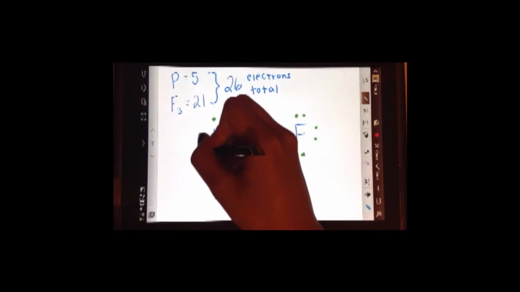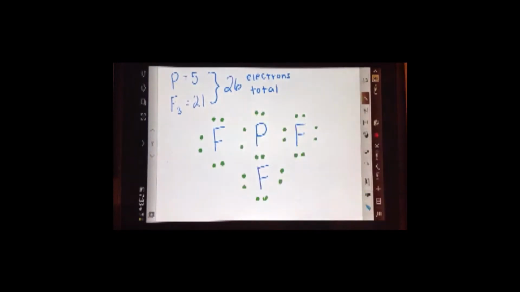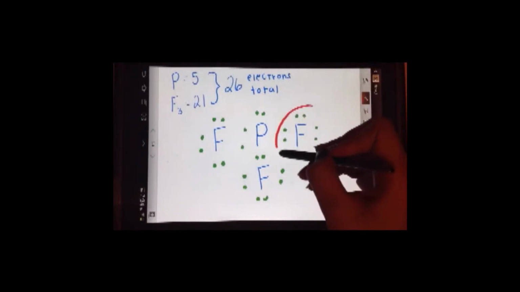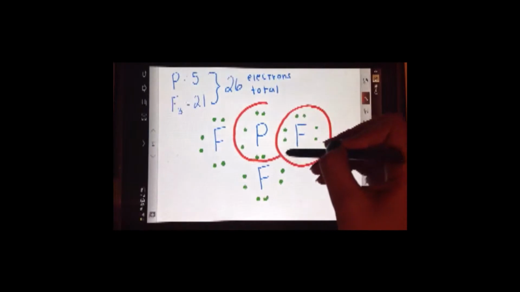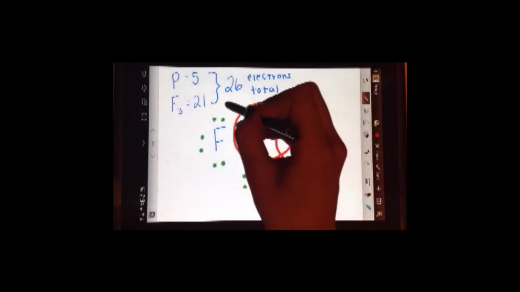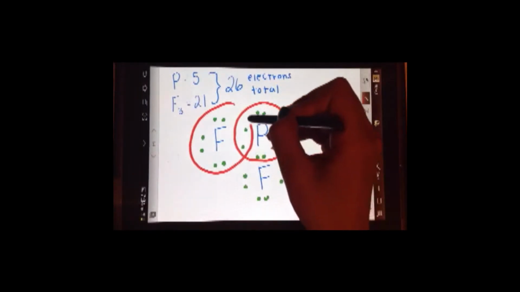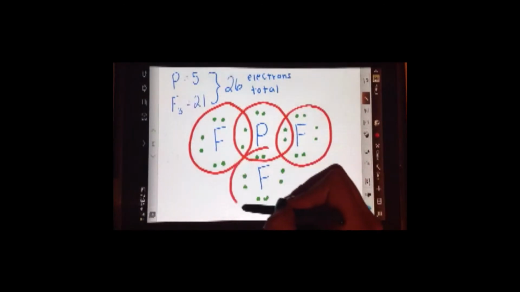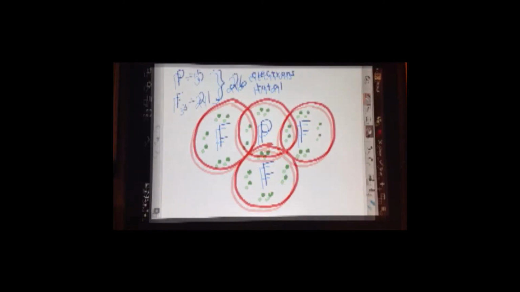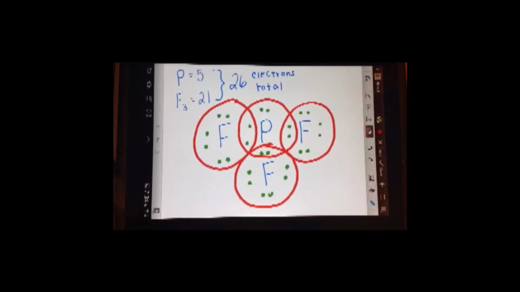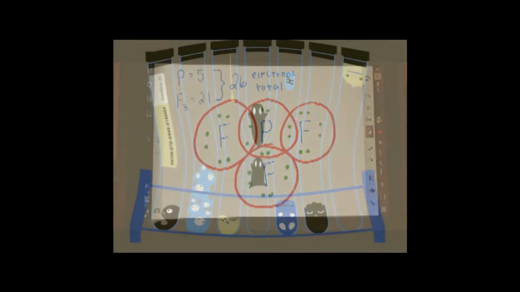To make sure, circle each element. Each element contains 8 valence electrons. Your structure is correct.